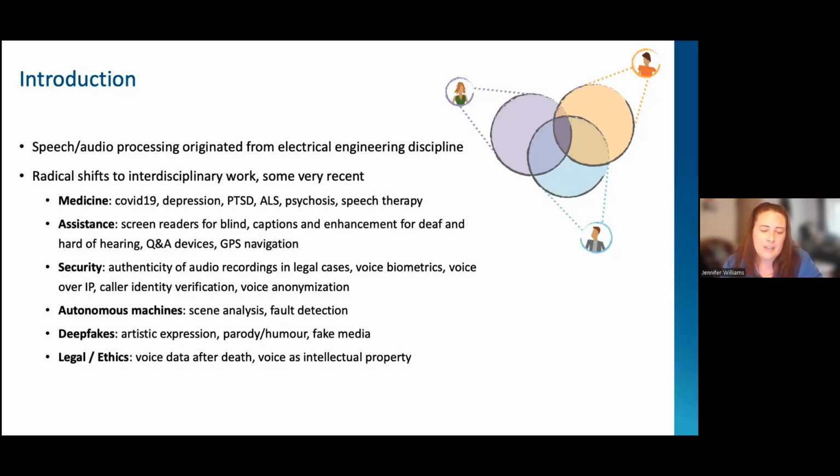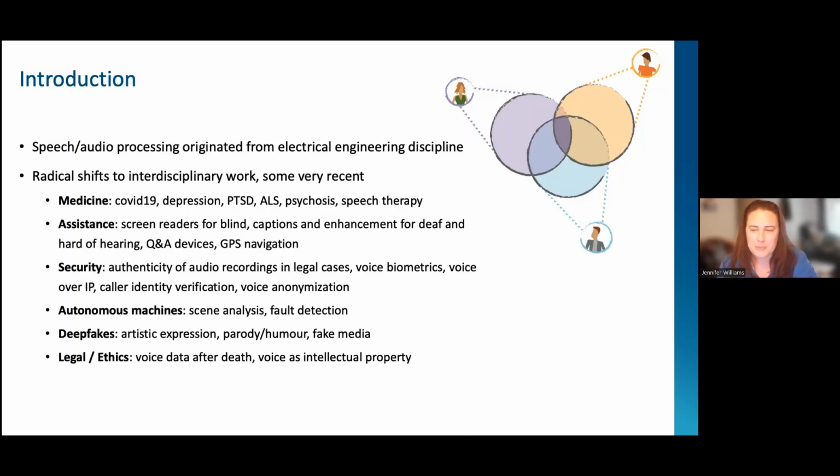In the legal and ethics domain, there's a lot of interesting questions around speech technology and speech data. So what happens to our voice data after death? And how do we treat voice as a form of intellectual property? Is that even an issue? And I'll talk about more of that.